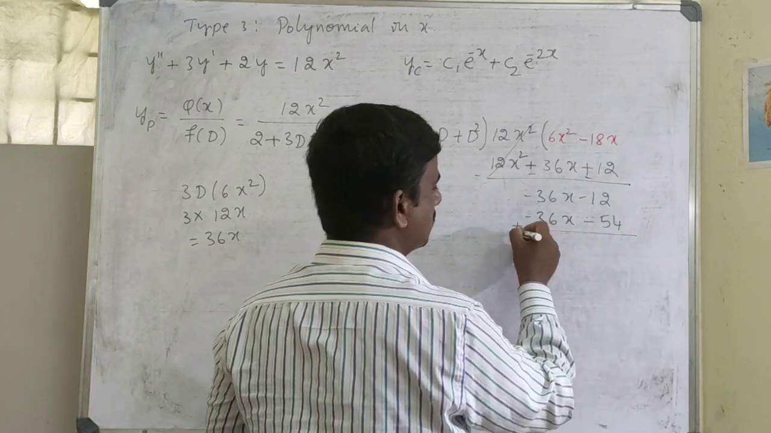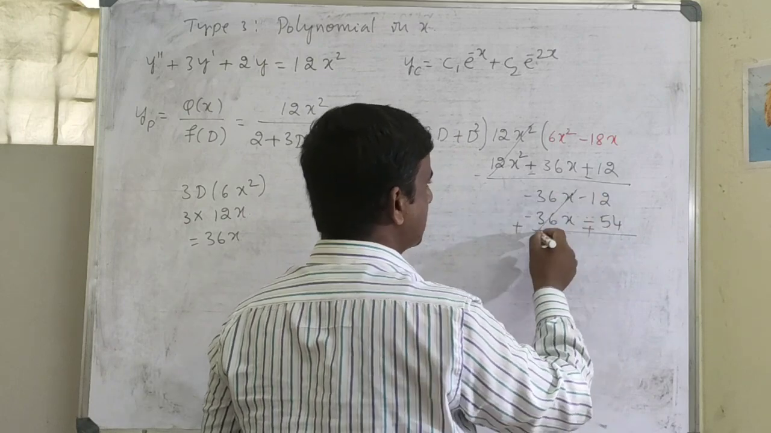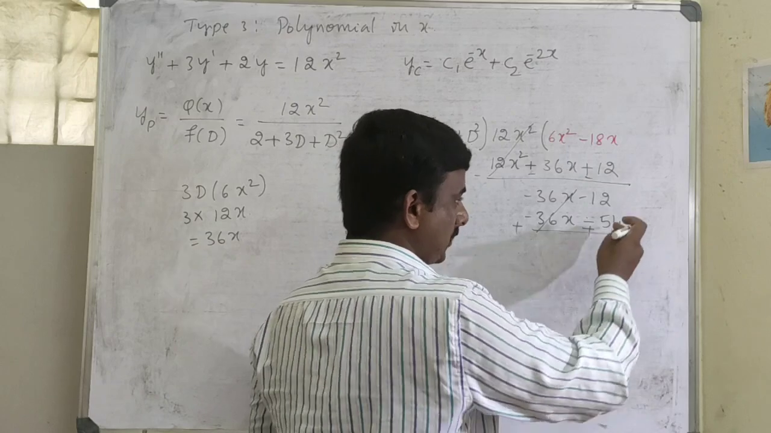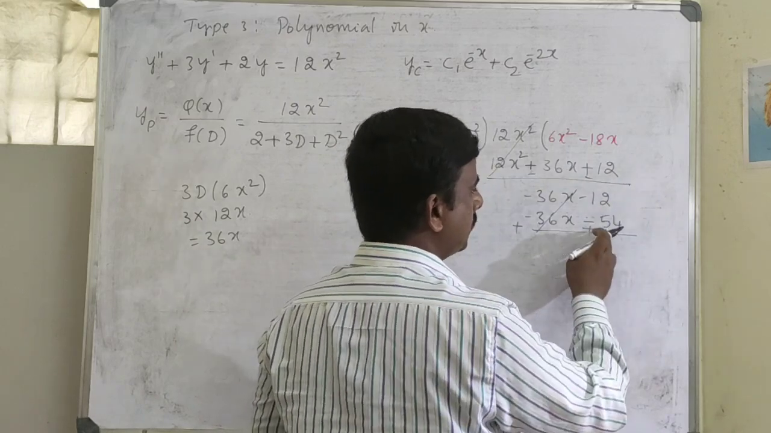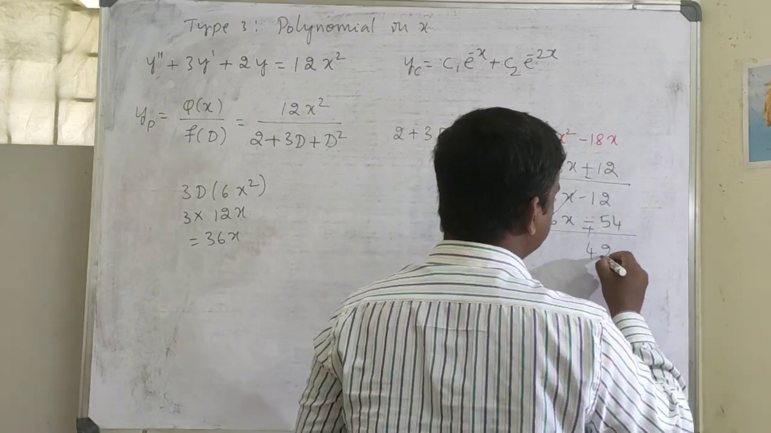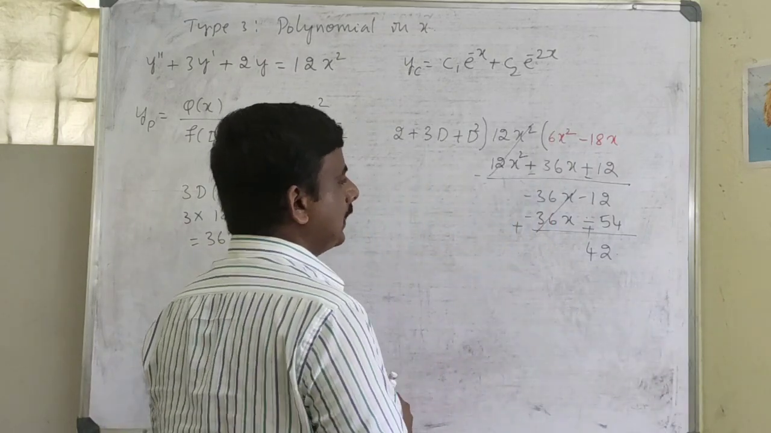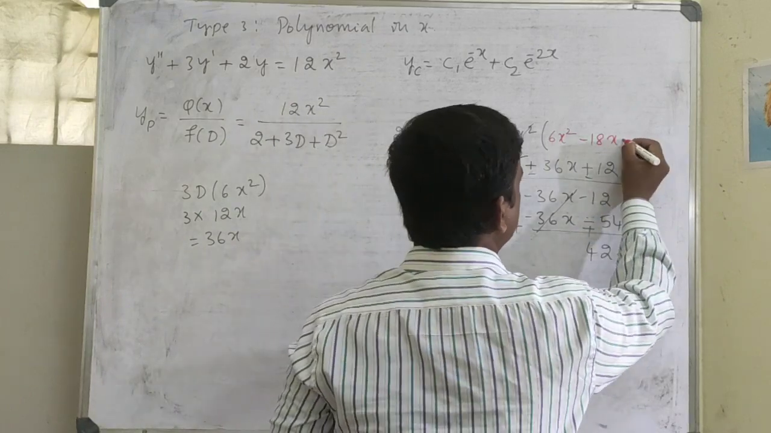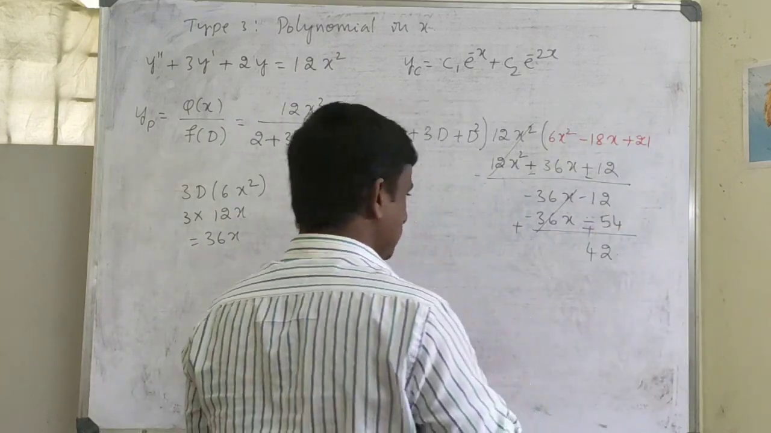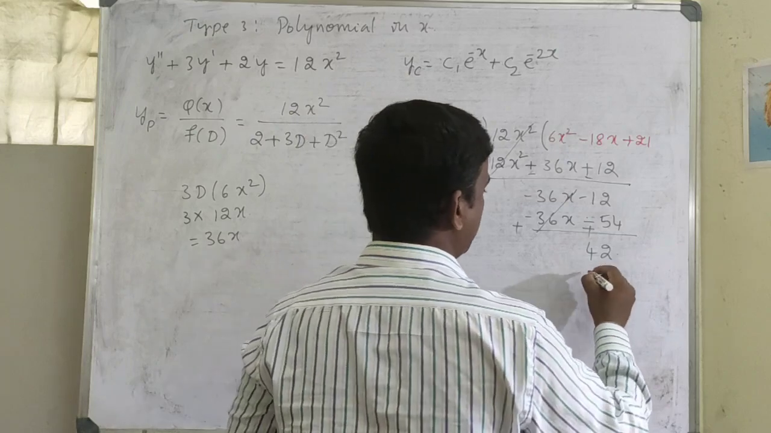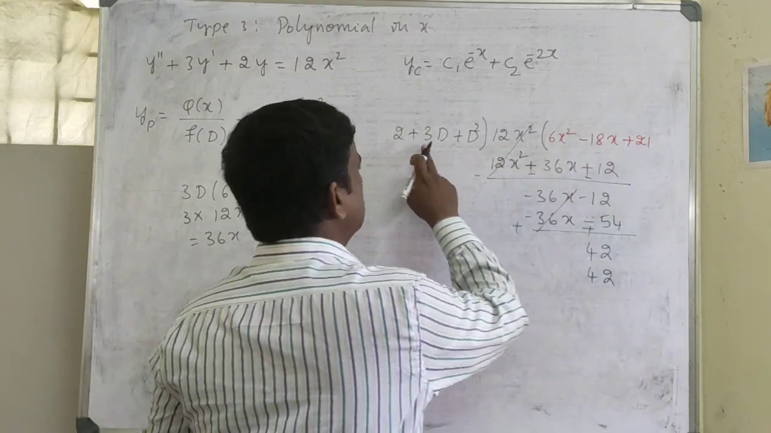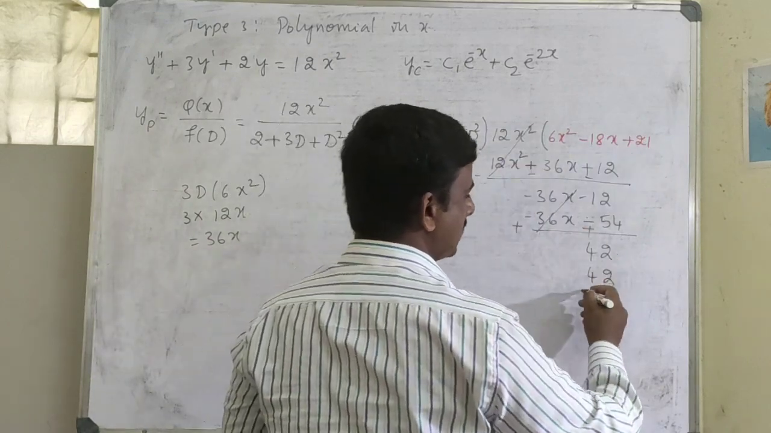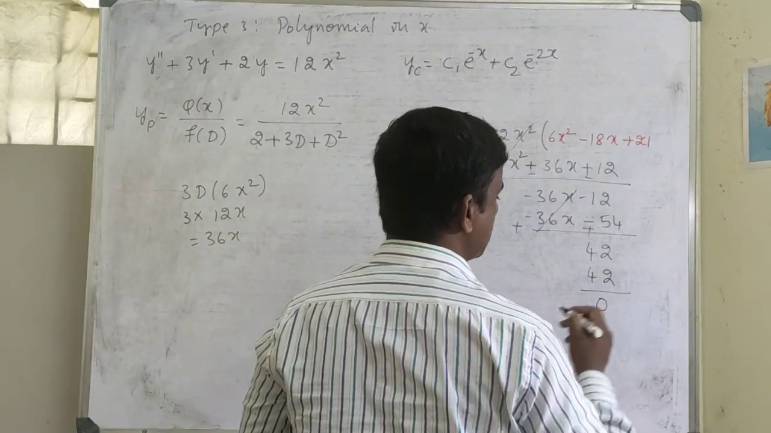So, I am subtracting, so the sign changes. So, 36x gets cancelled. So, minus 54, plus 54, minus 12. So, minus 44, 42 you get. Now, I should get 42 here. So, 42 divided by 2, 21. So, 21 into 2, 42. 3D into 21. So, the derivative of 21 is 0 into 3, you get 0. So, the next terms will be 0. So, subtracting, you get 0.